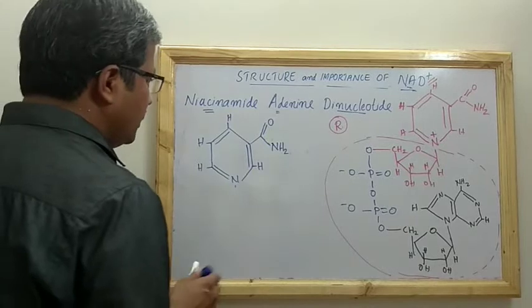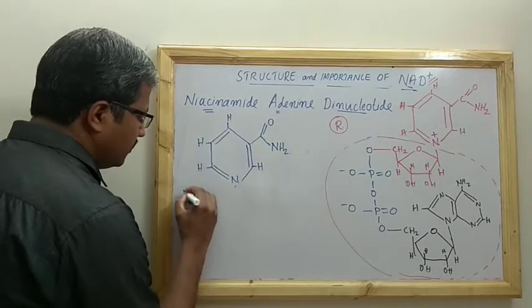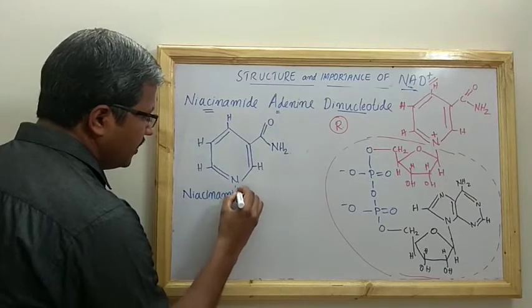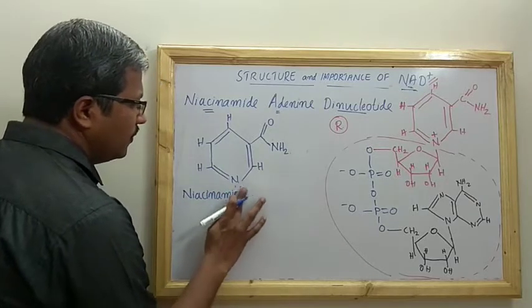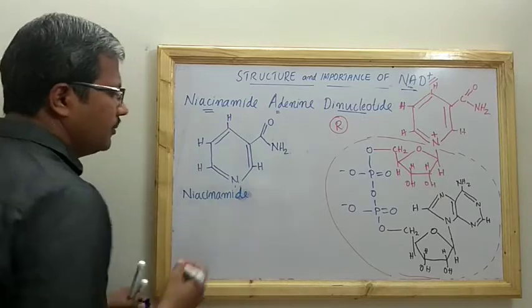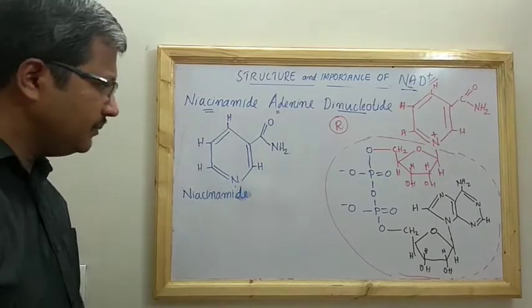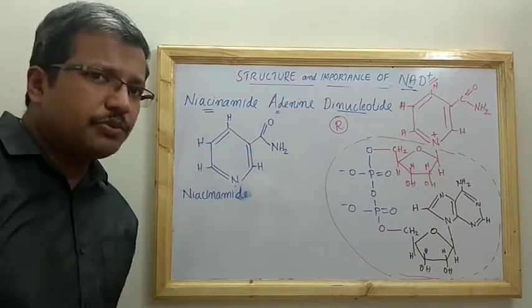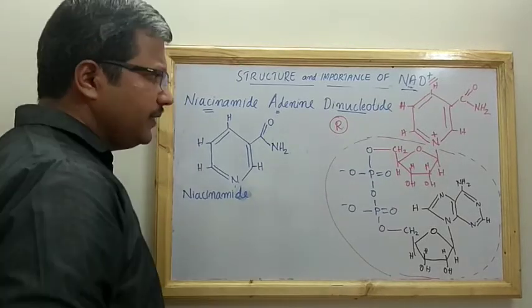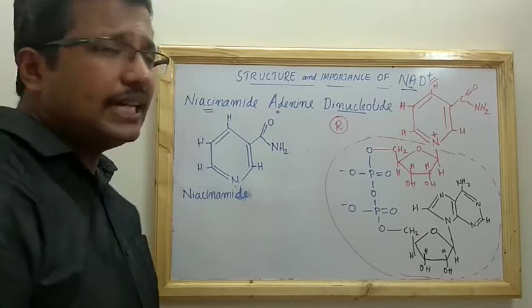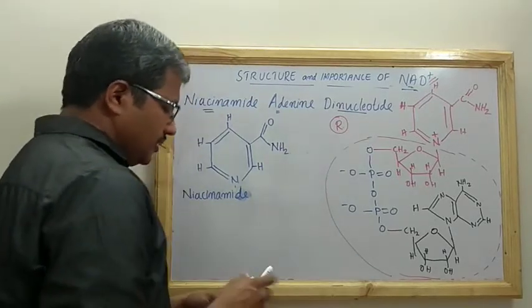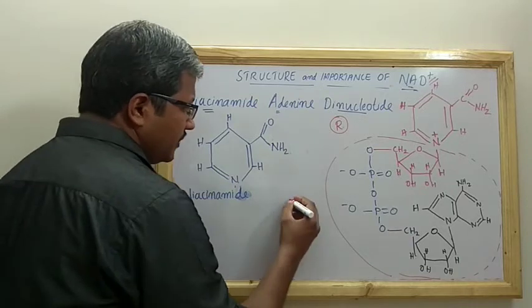So this is a niacinamide. Don't forget that. This is amide derivative of the niacin. So I'm just forwarding the reduction process that is happening to the NAD plus. I'm drawing only that particular niacin portion, niacinamide portion. So I'm just redrawing this particular figure.